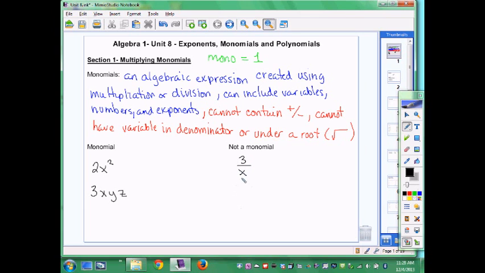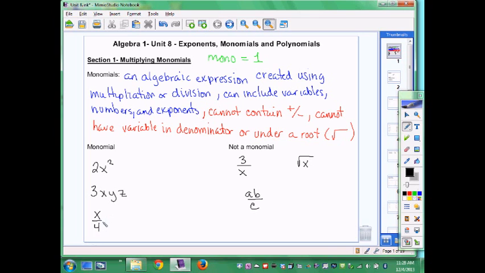I can't have x in the denominator. I can't have a, b over c. I can't have any variable in the denominator. I also cannot have a variable under a square root. So it just can't be divided? Yeah, it can be divided here. I could do x over 4. That's okay. It's just that the variable can't be on the bottom.